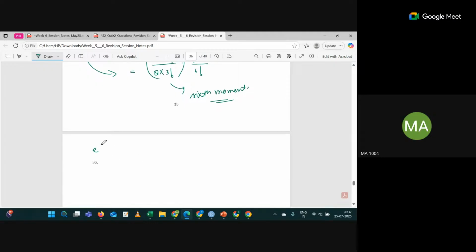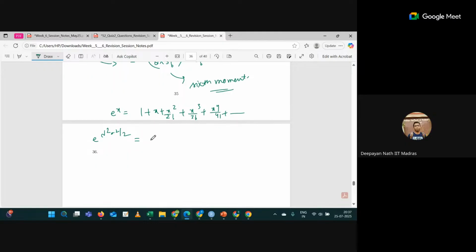Basically, if you solve this, e raised to the power lambda square sigma square by 2, right? If you solve this, what will it give you? E raised to the power x, as per the formula, is 1 plus x by 1 factorial plus x square by 2 factorial plus x cube divided by 3 factorial plus x to the power 4 divided by 4 factorial and so on, right? If I solve this, it will be 1 plus lambda square sigma square by 2, plus lambda raised to the power 4 sigma raised to the power 4 divided by 2 square into 2 factorial, and so on, right?